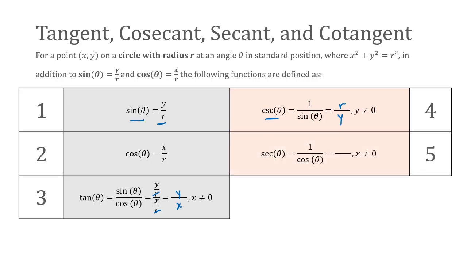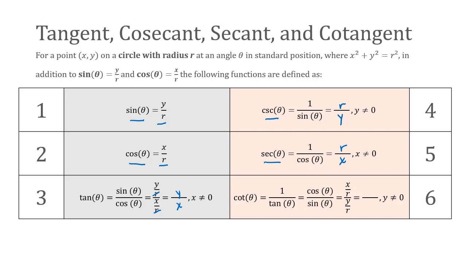Now let's move to the secant of a function. Secant is abbreviated SEC and is equal to 1 over the cosine of theta. This is the reciprocal function. So we know that the cosine of theta is equal to x over r, and therefore the secant of that same angle is r over x, where x cannot equal 0.